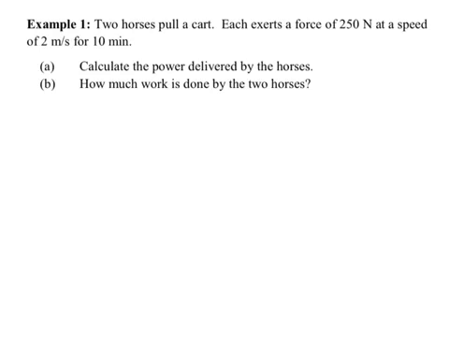In the first example, we have two horses pulling on a cart. So like a wagon maybe, like Oregon Trail style. Each exerts a force of 250 newtons. So each horse is pulling with 250 at a speed of 2 meters per second for a time period of 10 minutes. Part A, we want to calculate the power delivered by the horses.